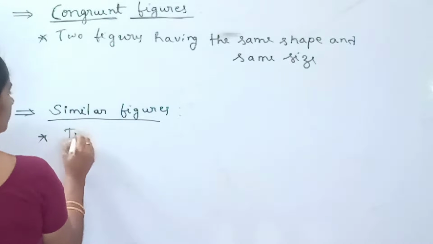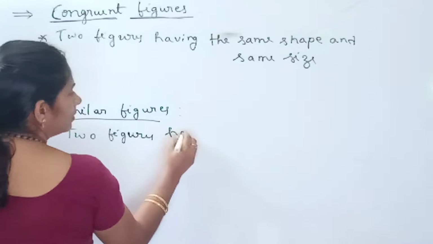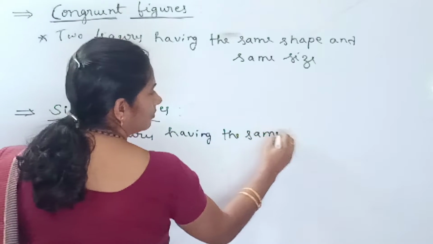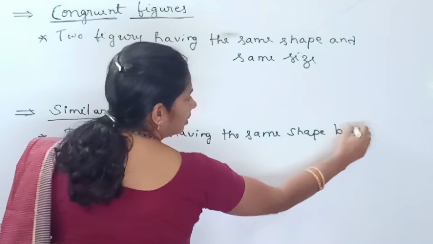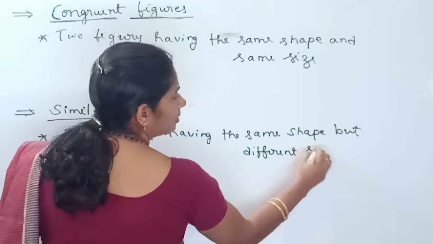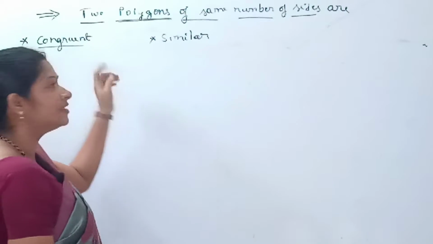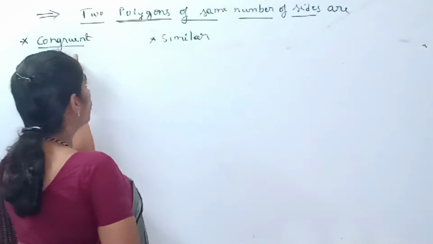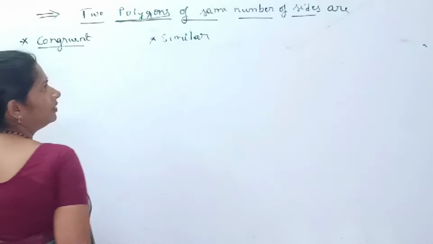Two figures having the same shape but different size. Now let us discuss when we can say that two polygons of same number of sides are congruent and similar. What do you mean by polygon, children?